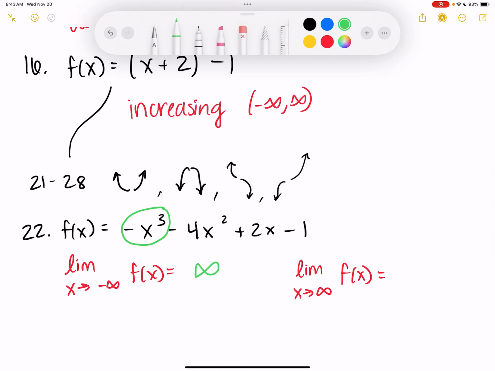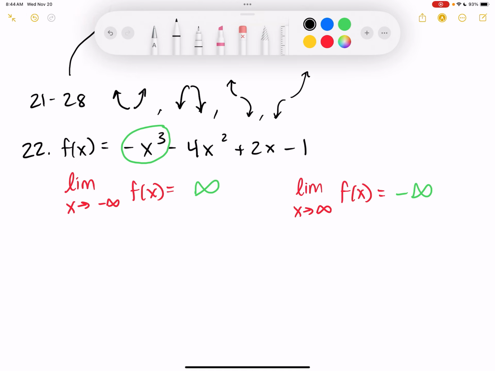Okay? Now, if I plugged in positive 5, 5 cubed is, I don't care what the number is, just positive or negative. Positive times a negative, negative. So this one's negative infinity. So notice, odd function, opposite answers. So odd opposite, if that helps.